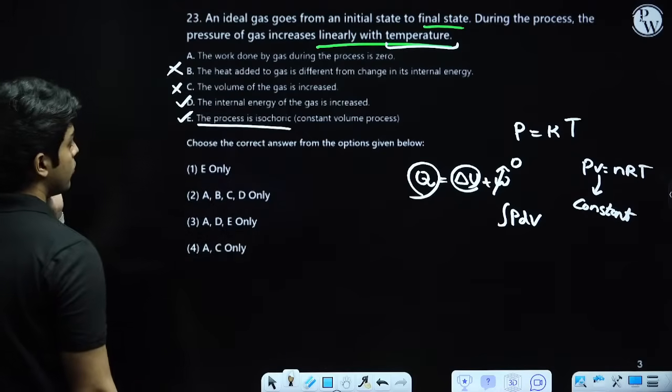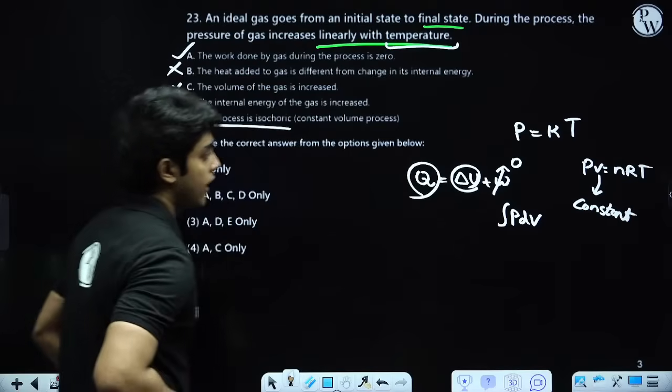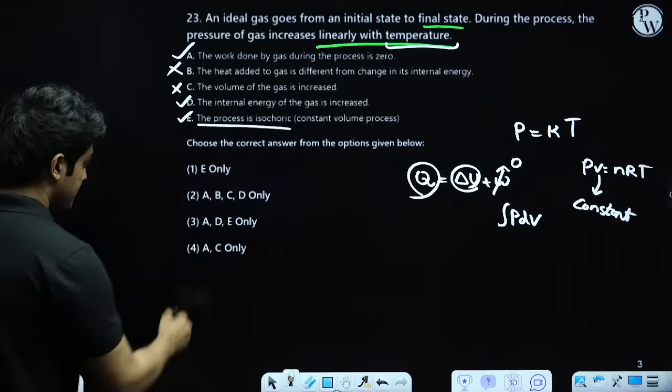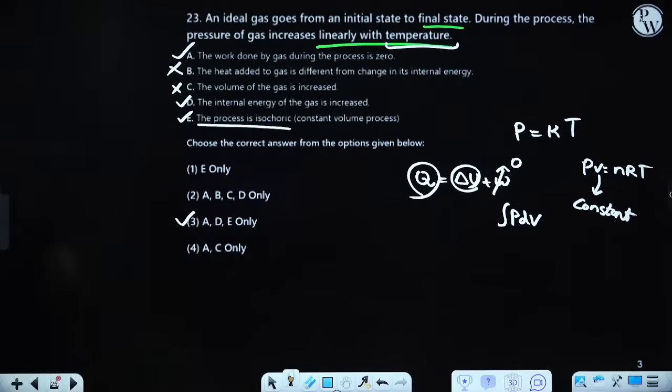Okay, so work done by the gas during the process is 0 is correct, because in an isochoric process the work done is 0. So A, D and E is correct. Okay. All right.